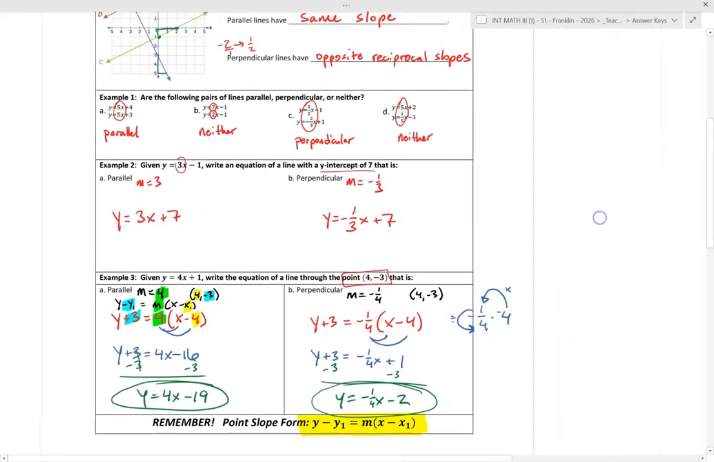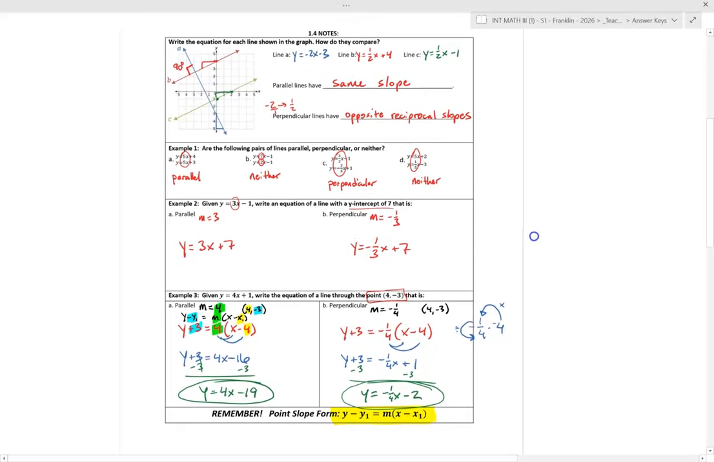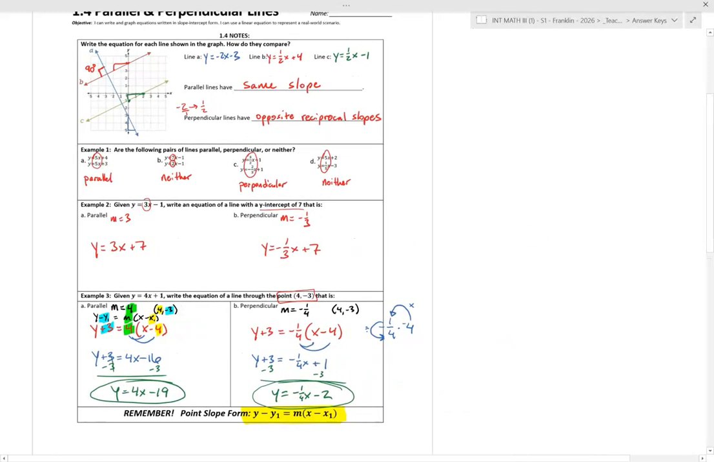Okay, so knowing the rules for parallel and perpendicular, parallel having the same slope, perpendicular having opposite reciprocal slopes, allows us to find the equations of lines that we would otherwise not know enough information for. But we can use a parallel or perpendicular line to gather the slope so we can actually write the equation.